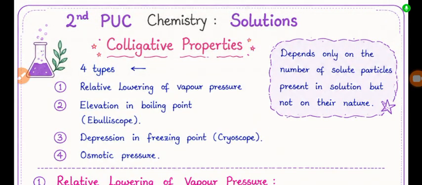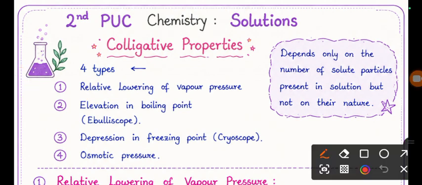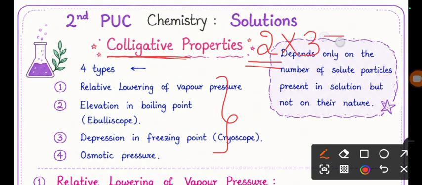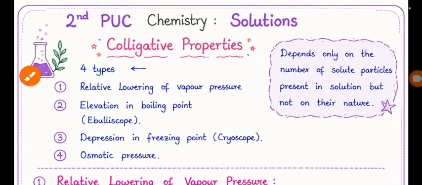Students, colligative properties are one of the most important topics in second PUC chemistry from the chapter Solutions. It belongs to physical chemistry. From these four colligative properties, you will get at least two numericals in the final exam. Each numerical is for 3 marks. So if you learn these four colligative properties, you can easily score 6 marks in the final exam.